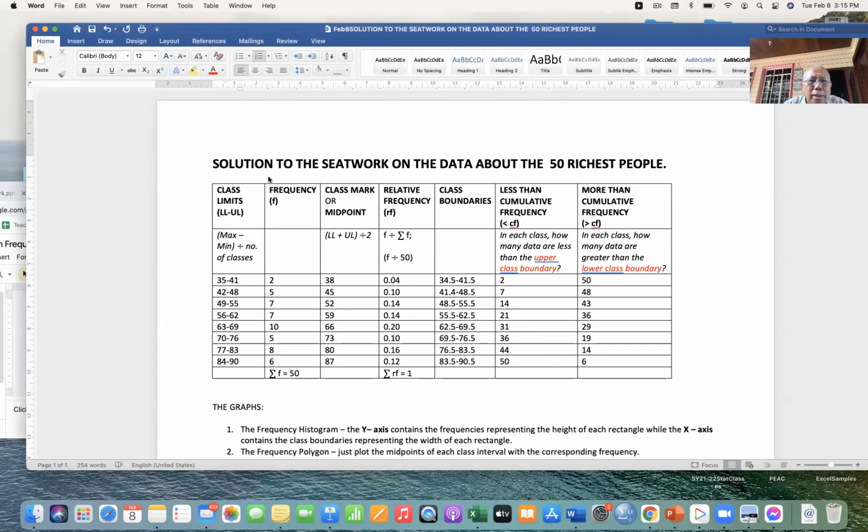This is actually now the outline. So what did I do here? From these formulas here, we were able to have this one. And then we counted the frequencies here. And then we computed the class midpoint here. And then the relative frequency here. And then the class boundaries. And then this less than cumulative frequencies. And then this is the greater than cumulative frequencies.